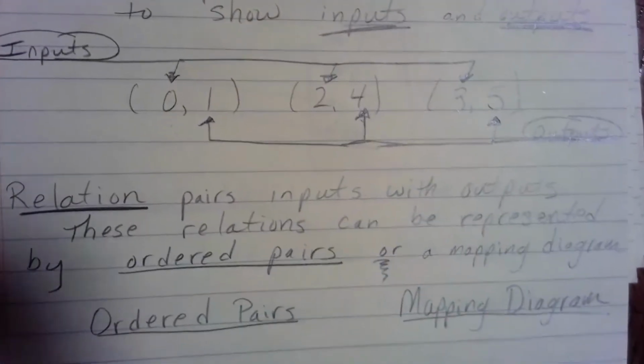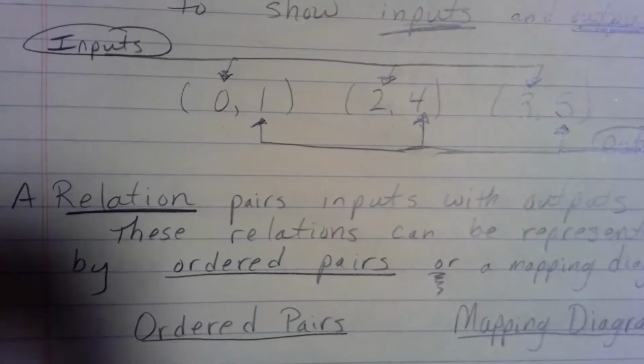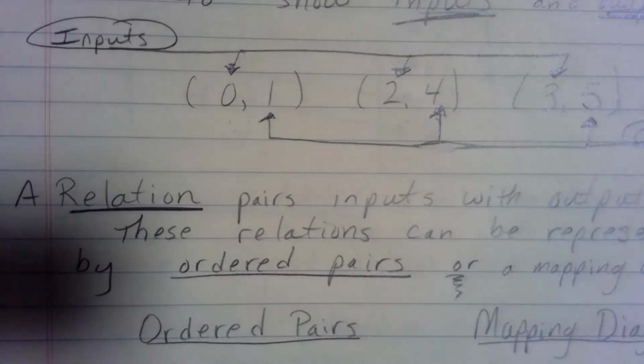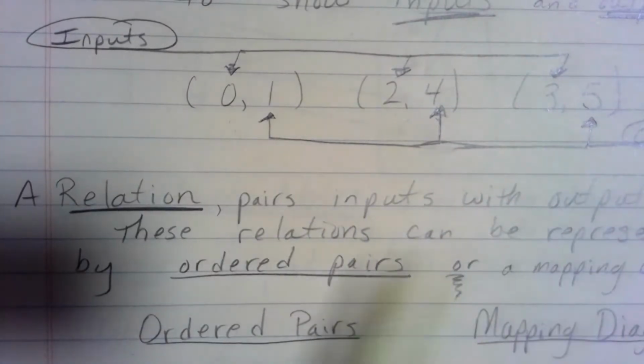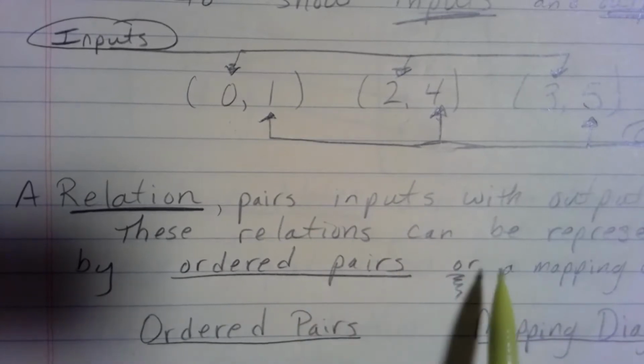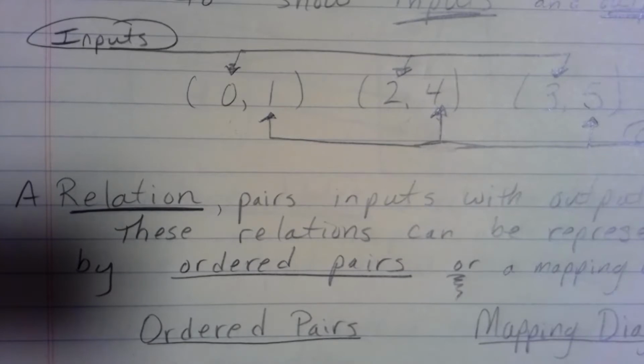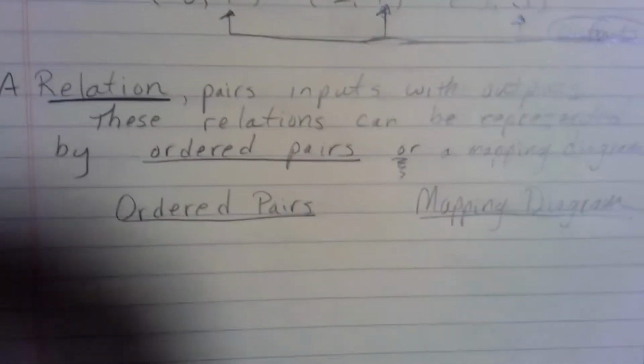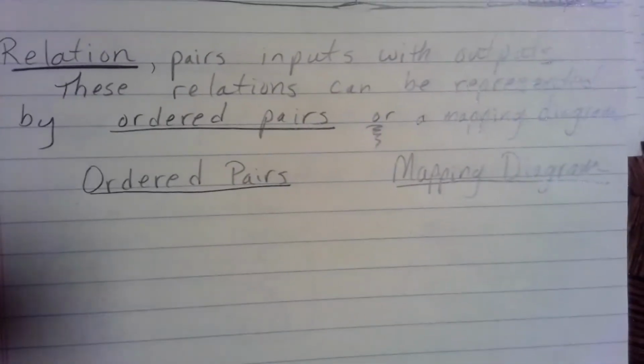A relation pairs inputs with outputs. These relationships can be represented by ordered pairs or a mapping diagram. So here we go. We have ordered pairs, and I'm going to show you what it looks like as a mapping diagram. This is the part where you're also going to write with me, so we'll be pacing together.